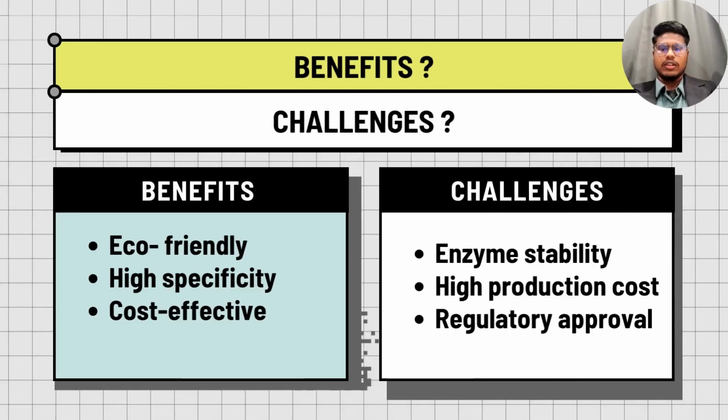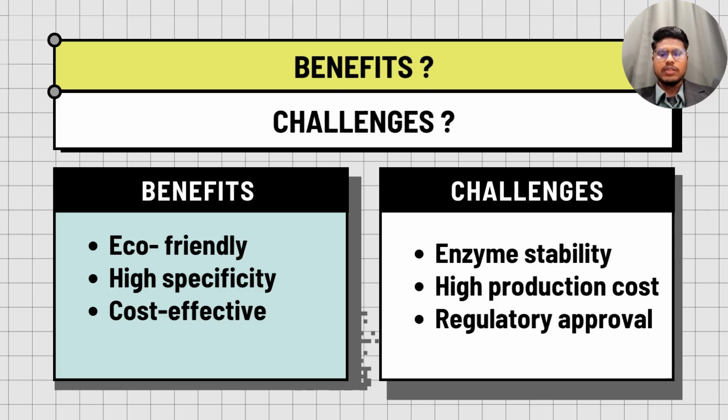Let's look at the benefits and challenges of using enzymes in this field. First, the benefits. Enzymes are eco-friendly. They work under mild temperature and pH, which reduces the need for harsh chemicals. They have high specificity, meaning they only act on the intended target, which improves accuracy. And they can be cost effective in the long term, especially for large-scale production.